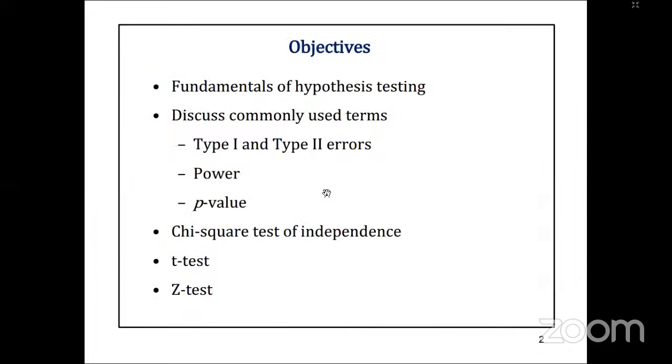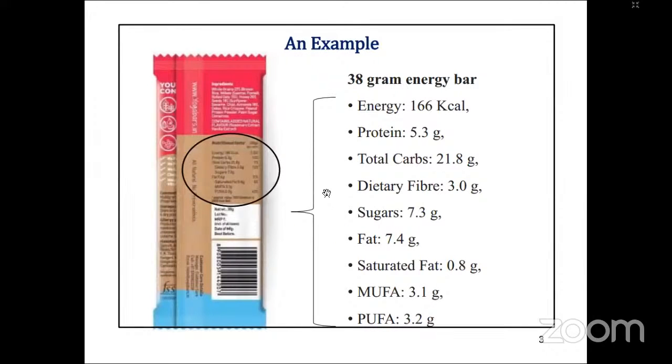So I'll start with an example, because what is exactly testing of hypothesis, that must be very clear in the beginning. Instead of starting the theory and concepts, I would be going through one example. So look at the picture which I have included. This is one energy bar, and most of the time we can see the contents in medicine or even whatever chocolates or energy bars we are purchasing. So look at this particular energy bar, which is of 38 gram, and it is specified that this energy bar will contain 5.3 grams of protein, dietary fiber 3.0 gram, and so on.